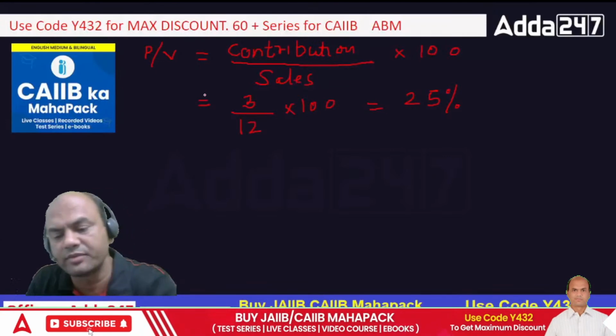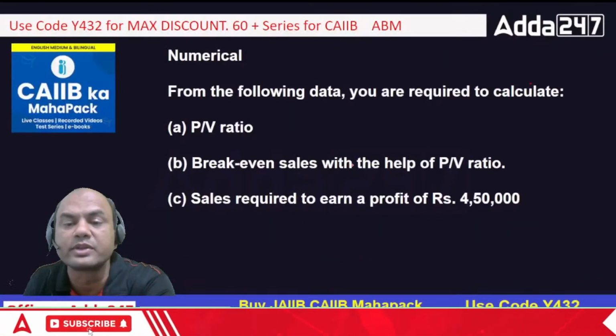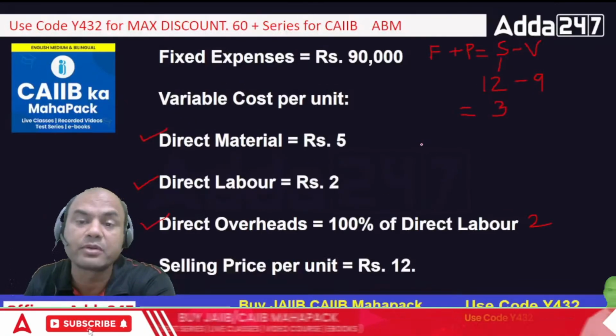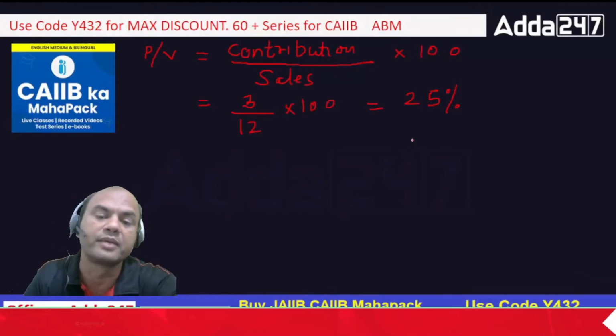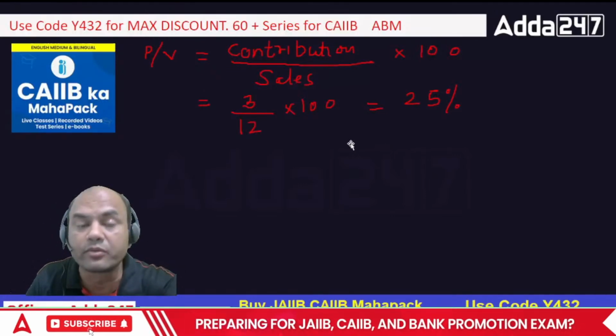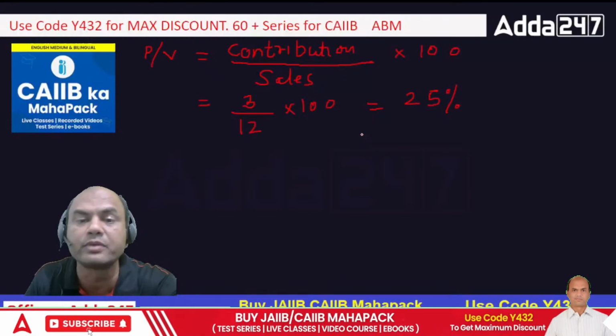What is the second question given? Find break-even sales with the help of PV ratio. So what is the break-even sales and what is the PV ratio we have to take? Remember, the formula for break-even sales is fixed cost upon PV ratio.